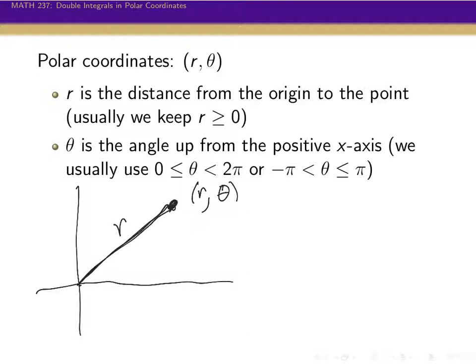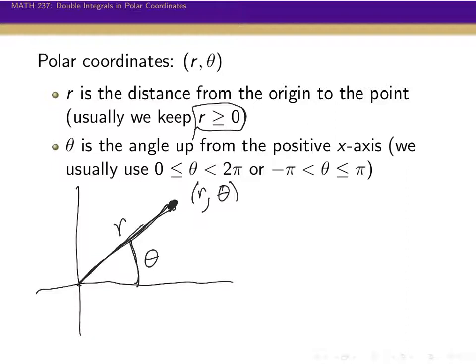And since r is talking about a distance, we're going to say that r is always going to be greater than or equal to 0. There's a couple of occasions where it might make the most sense to let r go negative, but for our purposes, we will almost always focus on r being non-negative. And so that gives us the r part of it. And then theta is an angle, and it's the angle going up from the positive x-axis. Okay, and so this is how we're going to identify our points. It's the distance away from the origin and the angle up from the x-axis.